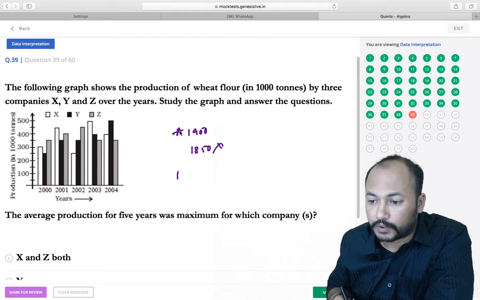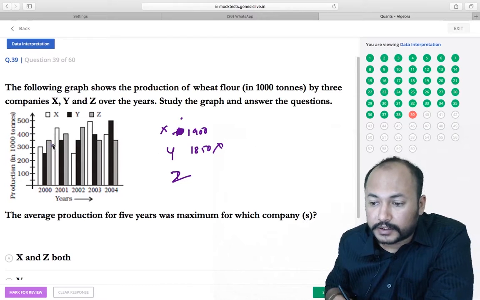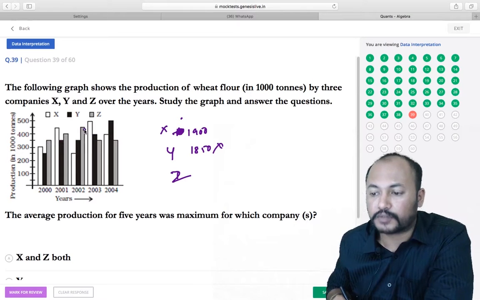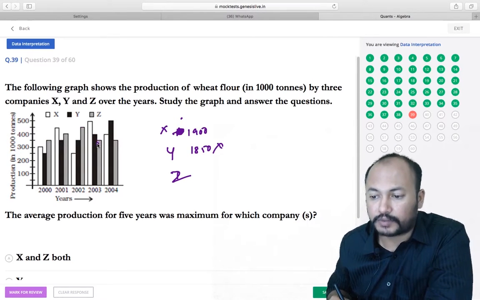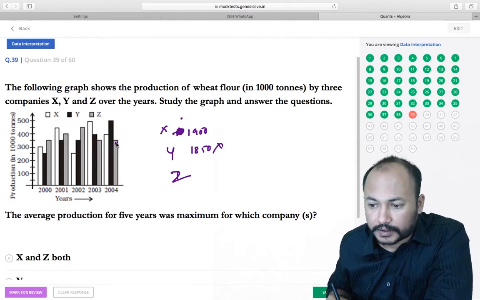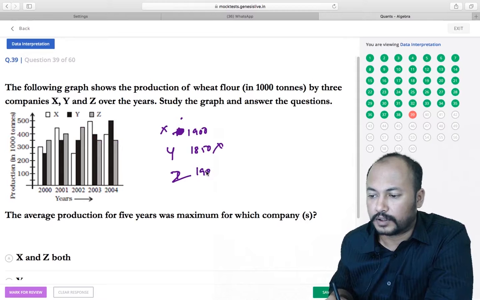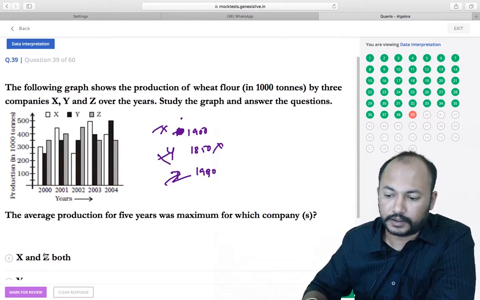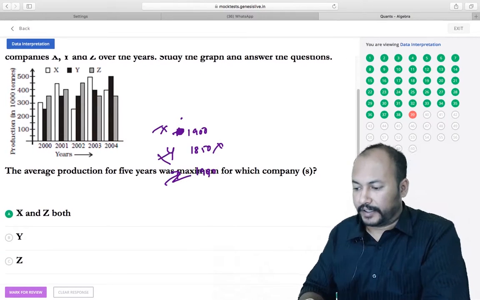Next is, one second, this was x, right? This was x, this was y, and this was z. There is no a, sorry. For Z, it is 350 plus 400, 750, plus 450 is 1200, plus 350 is 1550, plus 350 is 1900. So it's both x and z, not y. X and z, option A. All right. Great. Next one.